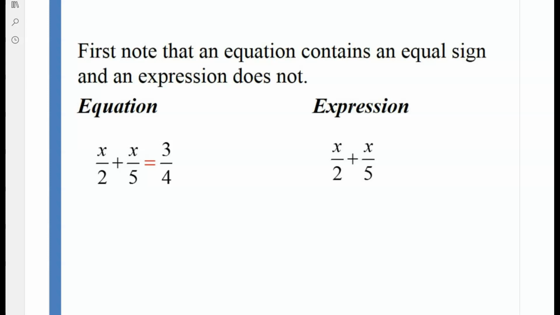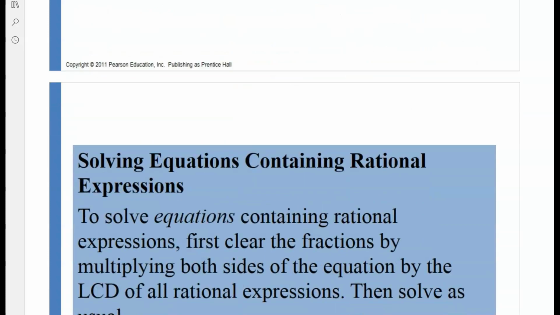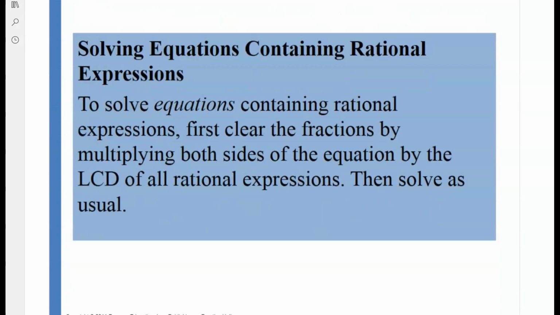Expressions do not have enough information for you to find a value of x. You can find what x can't be in an expression, but you can't know for certain what x is in most expressions. In an equation, though, we're setting two things equal to each other, and that often gives us enough information to determine what x is. So what we've been doing so far is working with expressions, and today we're going to look at solving equations that have rational expressions in them.